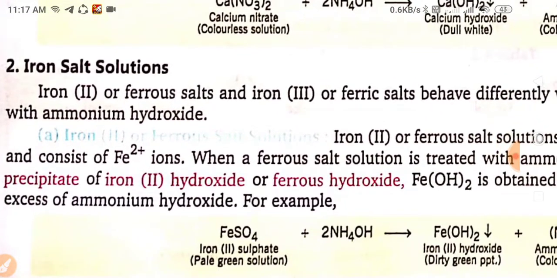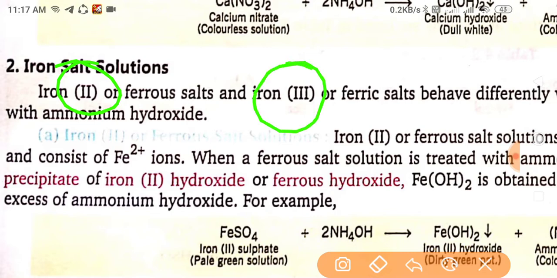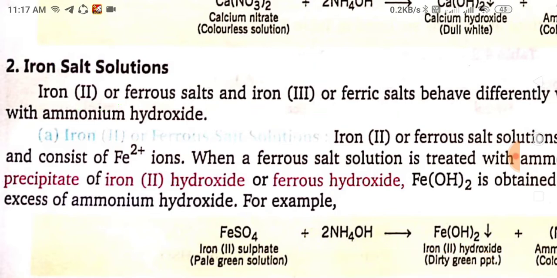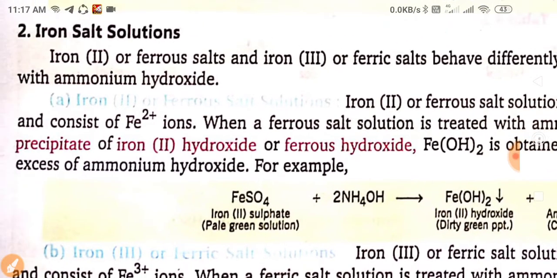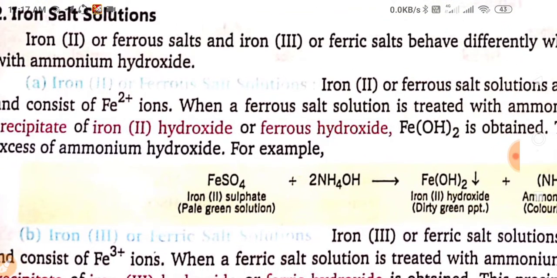Next, the reaction with iron salt solutions. Iron with valency 2, or ferrous salts, and iron with valency 3, or ferric salts. I already told you that when the valency is 2, it is said to be ferrous, and when it is 3, it is said to be ferric. They behave differently when their solutions are treated with ammonium hydroxide, which means different compounds will be formed.